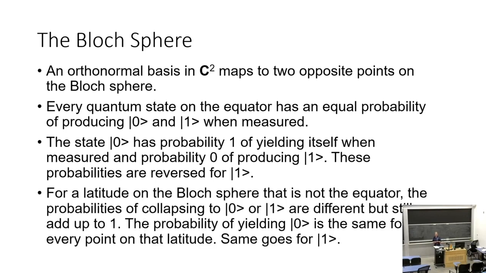And for a latitude on the Bloch sphere that's not the equator, the probabilities of collapsing to 0 or 1 are different, but they must still add up to 1. The probability of yielding 0 is the same for every point of latitude on the Bloch sphere, and the same goes for 1. You can think of where you are relative to the equator as being more or less likely to collapse to 0 or 1. So if you're in the northern hemisphere, you're more likely to collapse to 0, and if you're in the southern hemisphere, you're more likely to collapse to 1.